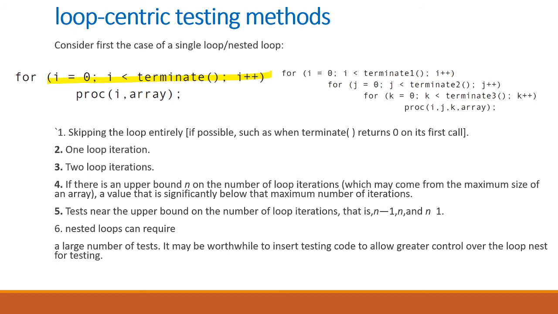What are this upper bound and lower bound? For example, i starts from 0, so we will check the 0. And i is less than or equal to the terminating condition, so we will check the terminating condition also. In between, we'll check only one value. So checking 3 values is enough: the first value, the last value, and the in-between value within the range.